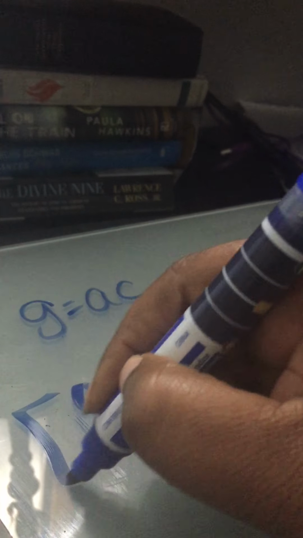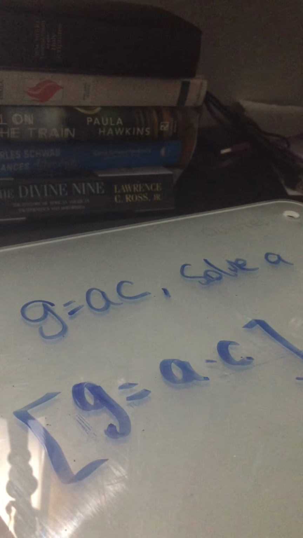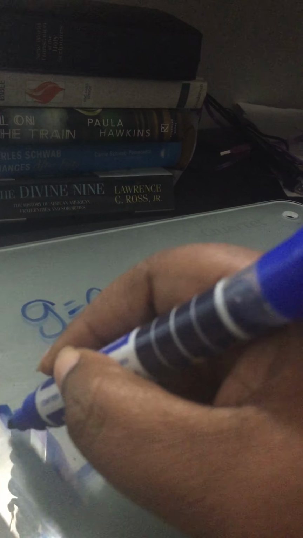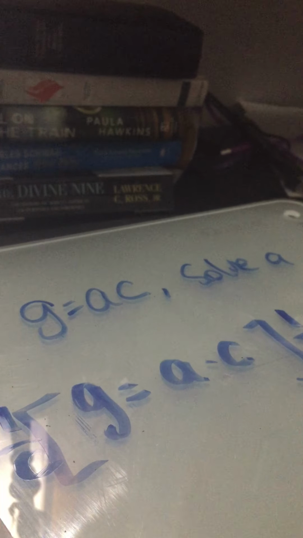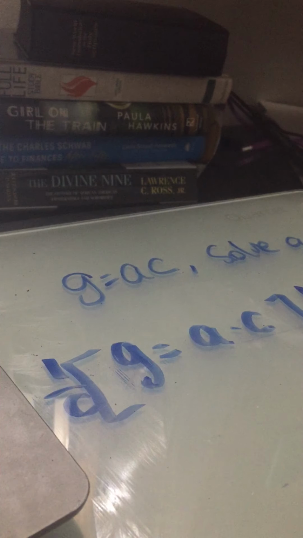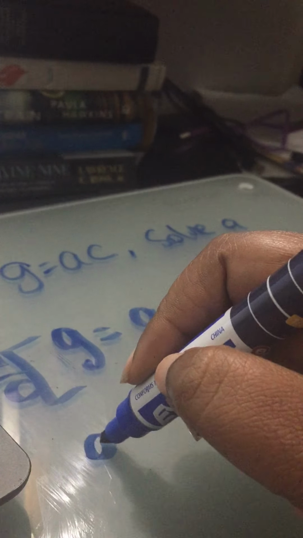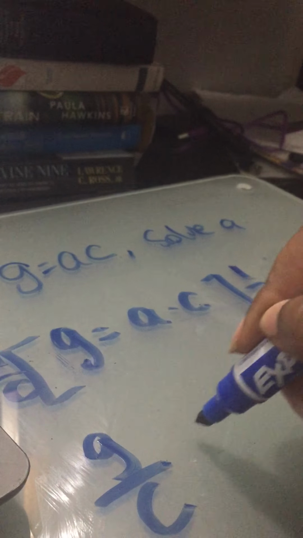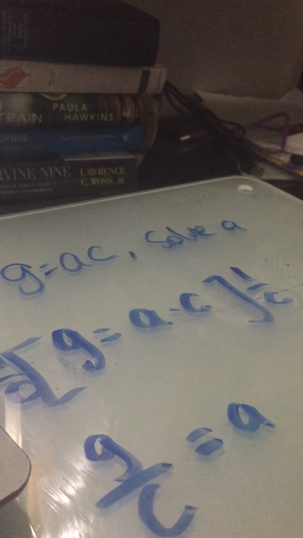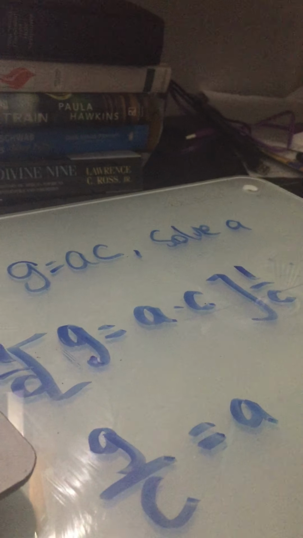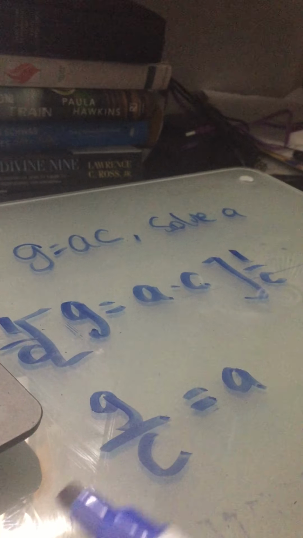So in order to solve for A, I need to isolate A. Since it's times C, I am going to divide by C in order to separate it from A. So what you do on one side, you must also do on the other side as well. So this would be G divided by C is equal to A, because these two cancel out. So that's your answer. A is equal to G divided by C. That's how you do number 5.